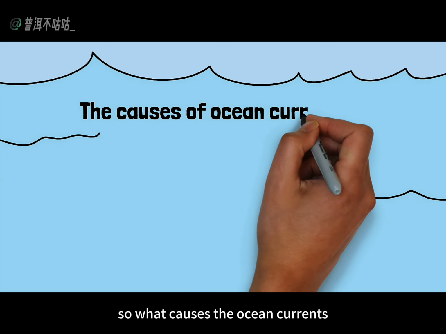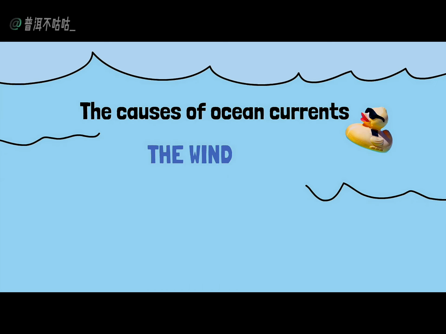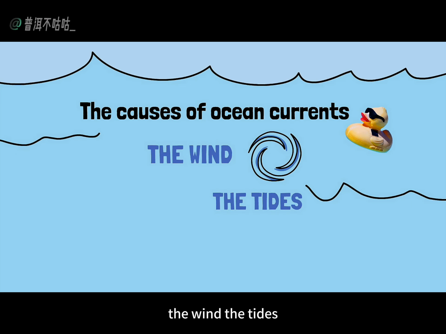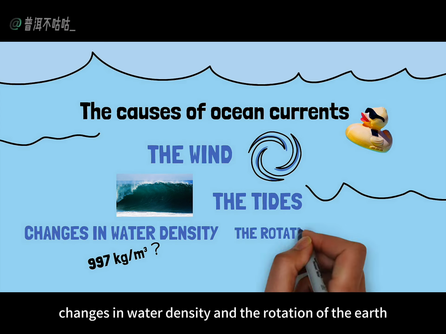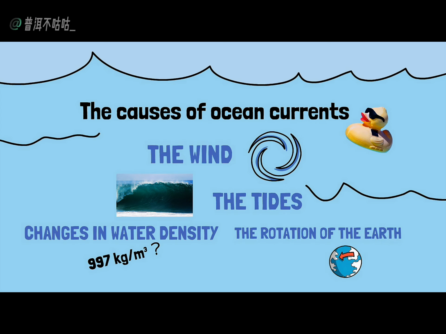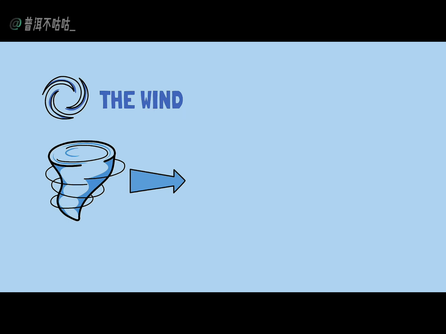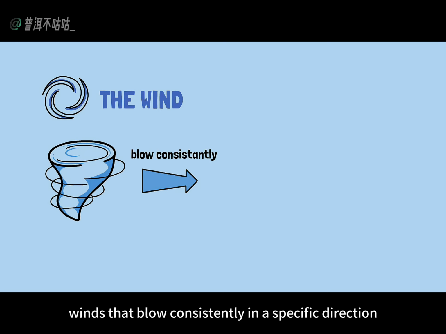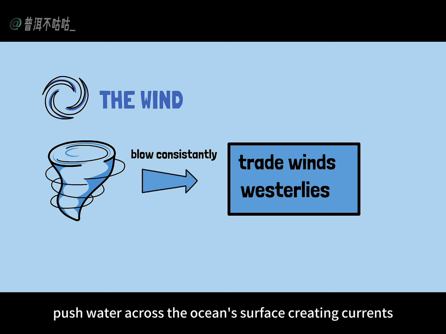So, what causes the ocean currents? There are mainly four specific factors: the wind, the tides, changes in water density, and the rotation of the Earth. In terms of the wind, the primary driver of surface ocean currents is wind. Winds that blow consistently in a specific direction, such as the trade winds and westerlies, push water across the ocean's surface, creating currents.